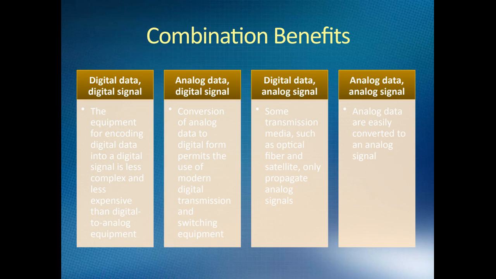Now, what is the benefit for this? Why do we need to do it? Why do I have digital data and use a digital signal? Why don't I use just one, digital or analog? First of all, I cannot, because I still have digital data and I still have analog data. So I have to be able to transmit, I have to be able to use both. But we have some benefits.